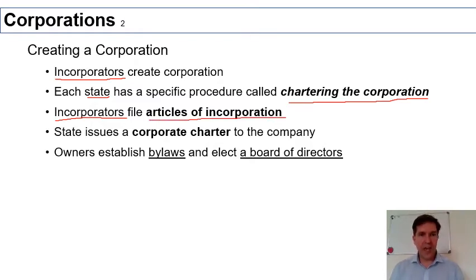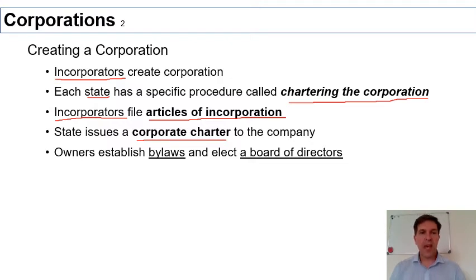And then the state, after you file this paperwork, is going to issue a corporate charter, which is basically like a birth certificate of the corporation or the company. And from that moment on, the corporation is going to be functioning as its own entity, and it can do all the things that we were talking about in the previous slide.